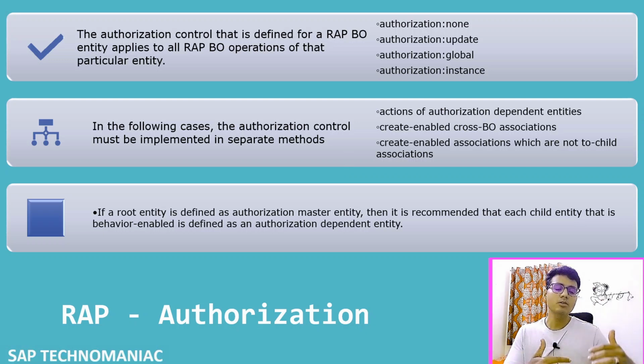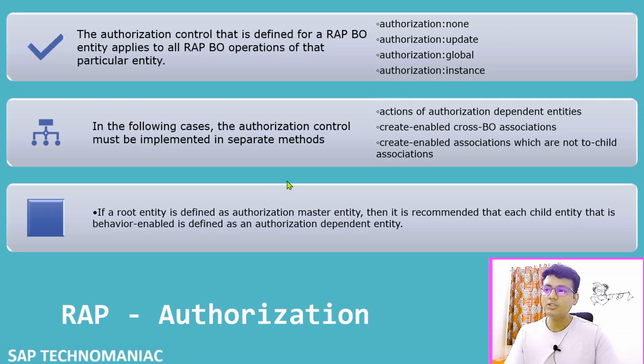At that time also we have to make sure that in these scenarios the authorization will not be derived from the parent. Derived means when those actions are called, the parent authorization will not be called. If you want to do some kind of authorization in those cases, you have to write that authorization for the child entity separately.